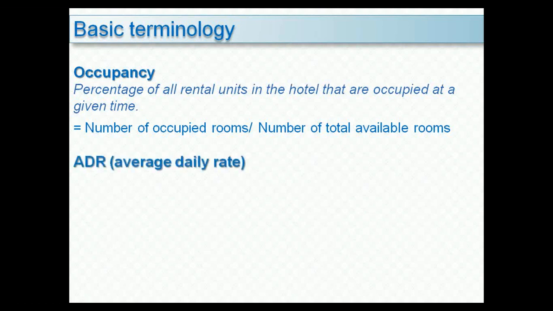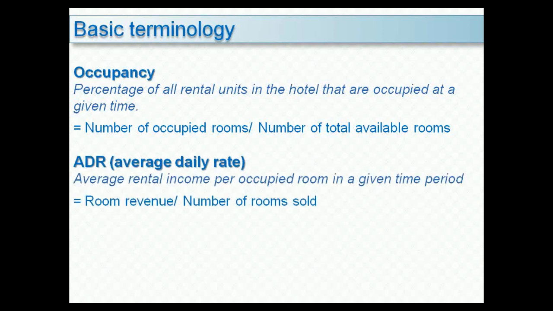ADR is the second important index used in revenue management. Average rental income per occupied room in a given time period. It's calculated as room revenue divided by number of rooms sold and expressed in monetary units. For example, $85 average daily rate per room for the month of July.